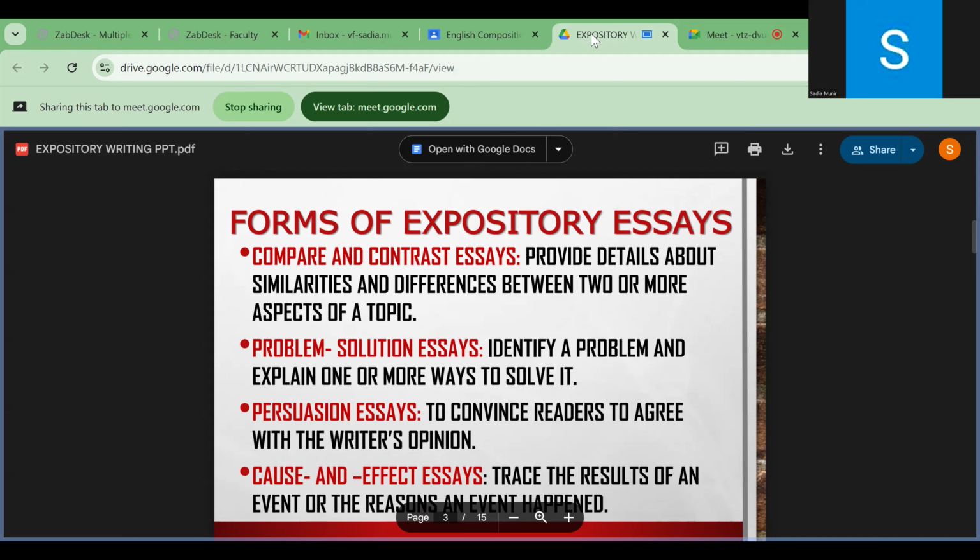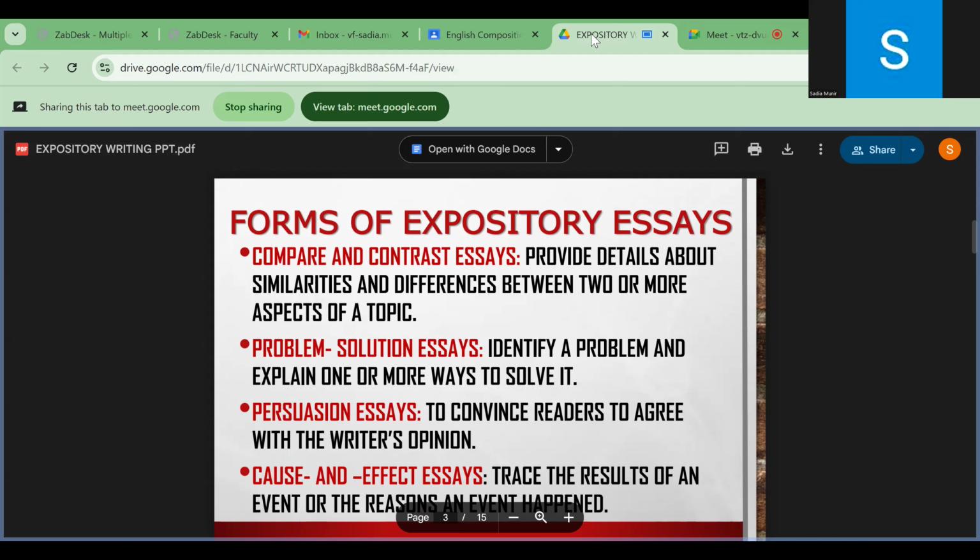If you get a question in the examination, definitely you can get any of these four. From these four, any type, any form of expository essay could be there. I have also posted your assignment number 4. You must focus on that as well.